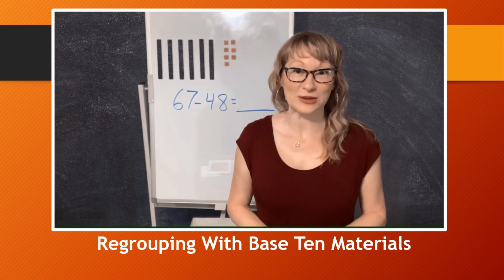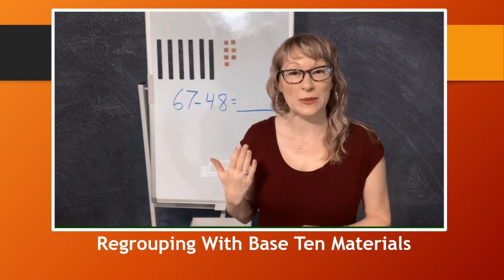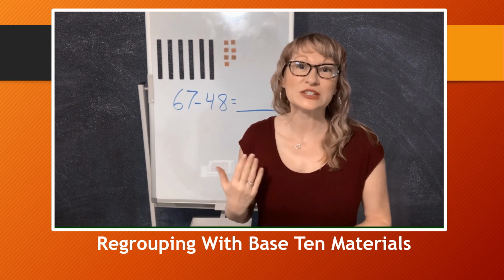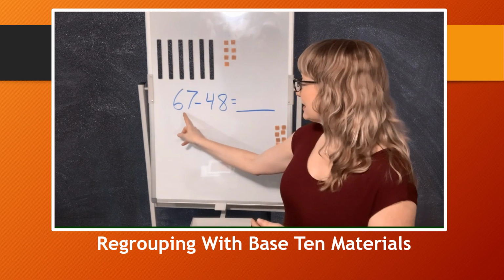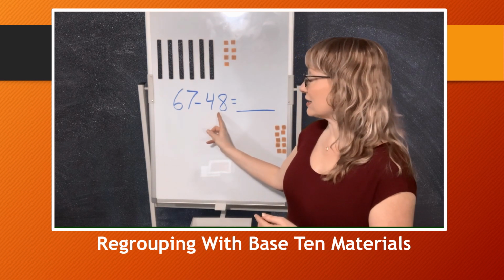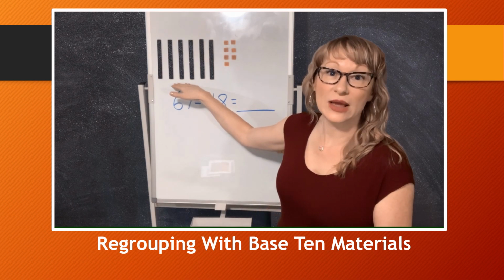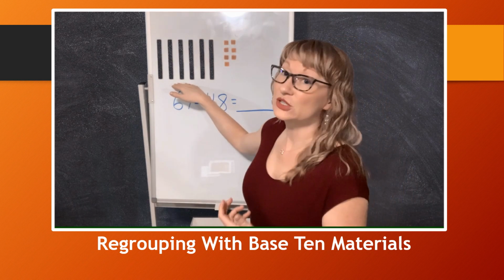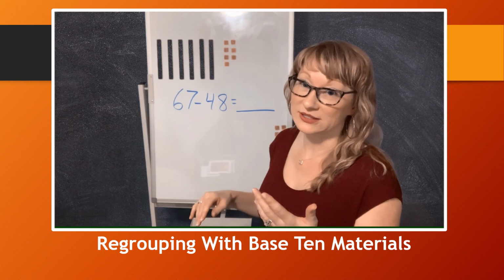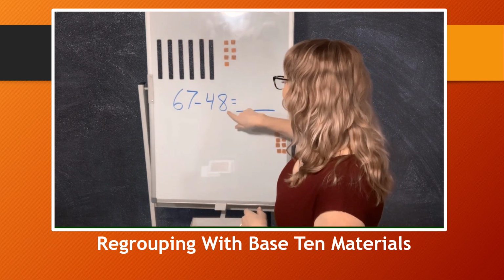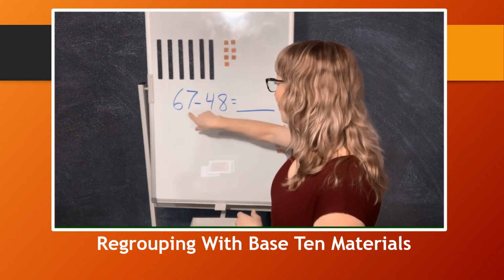Well, here's our starting place for today. We're going to start off by looking at the base 10 materials, and we're going to do this subtraction problem: 67 take away 48. So we build the larger number first. We're building 67, and we're going to take 48 away from it. We're, of course, going to start out with our ones. So we need to take 8 ones away from 7 ones.